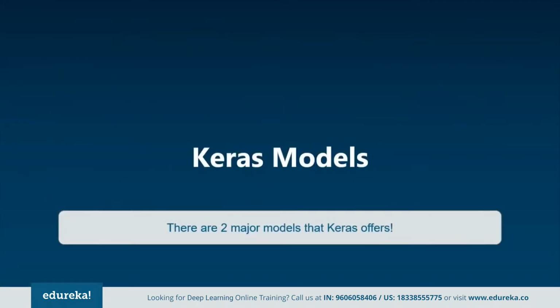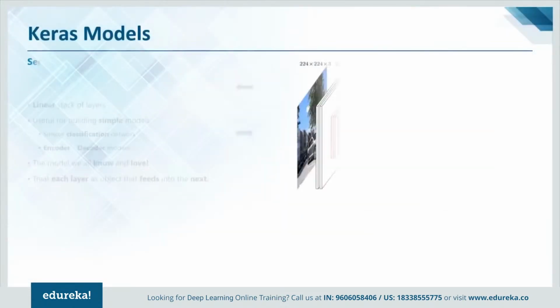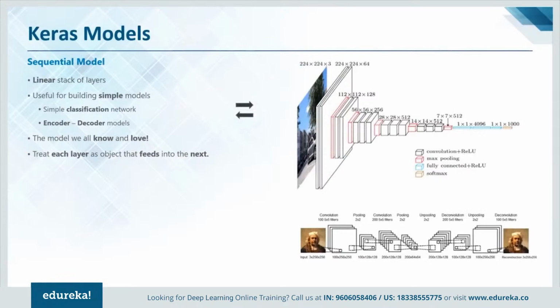So next, let's dive a little bit deeper and check out the two major models, guys. The first model is the sequential model. The working is basically like a linear stack of layers. So the first thing that comes into my mind when I think about the layered approach is the sequential model. It is majorly useful for building simple classification networks and encoder-decoder models, guys. And definitely yes, this is the model which we all know and love. So here we basically treat every layer as an object that feeds into the next layer and so on.